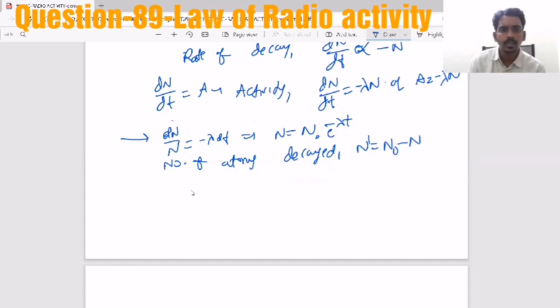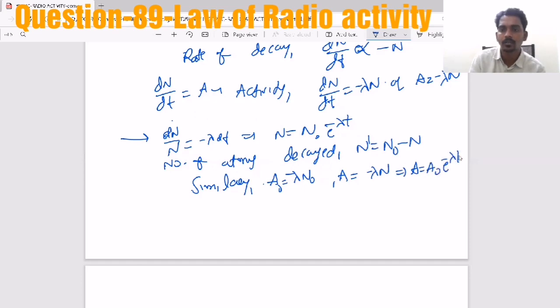Similarly, you can make the equation that initially A naught equals lambda n naught, and after some time A equals lambda n. So you can make the formula A equals A naught into e power minus lambda t. This way you can understand the basic formula of the law of radioactivity.